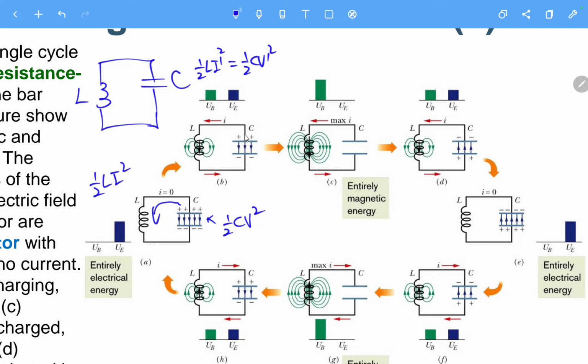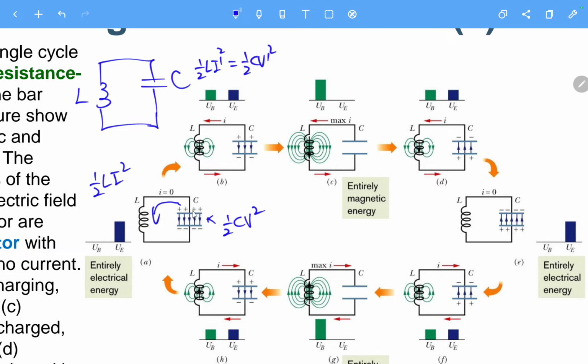And this process will go on until UE becomes 0, which means no charge is stored in the capacitor. All the energy is transferred to the inductor, which means the current is maximized. In that case, UB is also maximized, and UE equals 0. In that case, the current will still keep going.